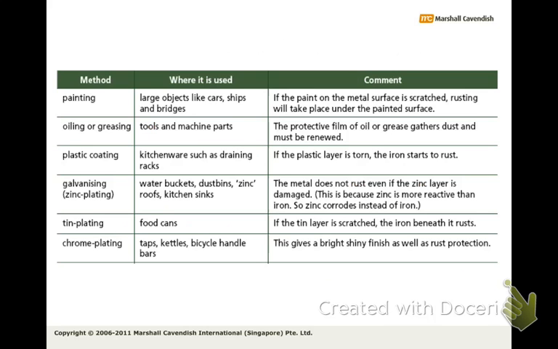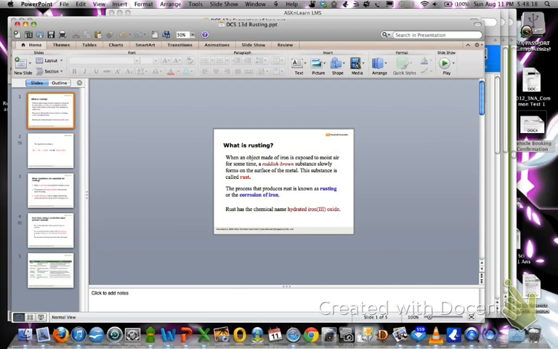Then you have your tin plating, your food cans, all this does that. They use other forms of metals and then they plate it with tin. So if you scratch the tin food cans, then after that the iron layer will straight away rust. Then you have your chrome plating, usually your bicycle handles, your taps, kettles, and all that. It looks very nice. It looks like silver actually. So that's about it for rusting, very, very quickly.